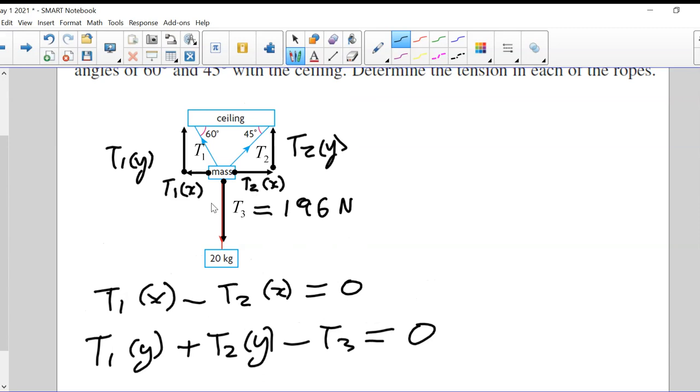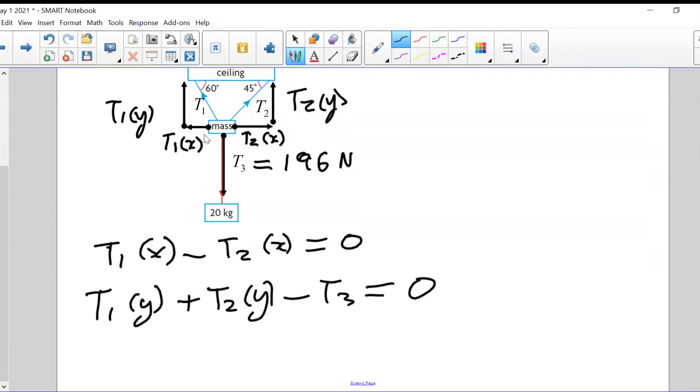How do I get my T1x? Now, we don't know what T1 is. That's what we're trying to find. But let's focus on the x's for now. The magnitude in the x direction, how do we get that again? Can anybody remind me how to get the magnitude in the x direction, the T1x?